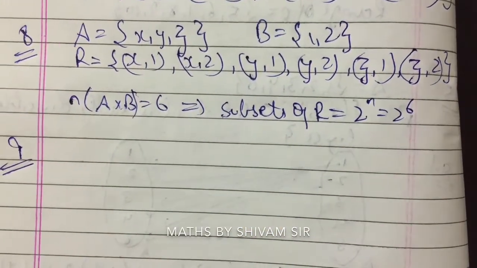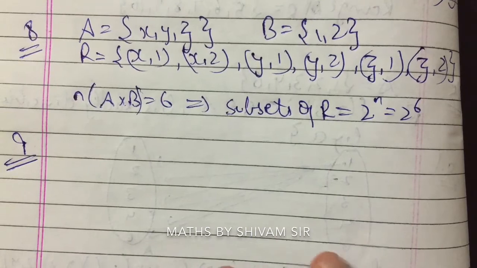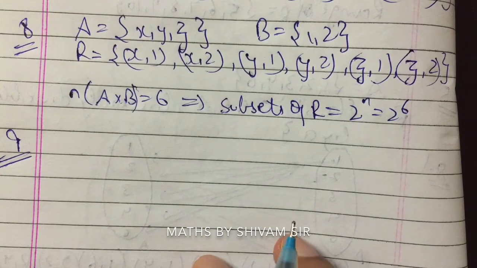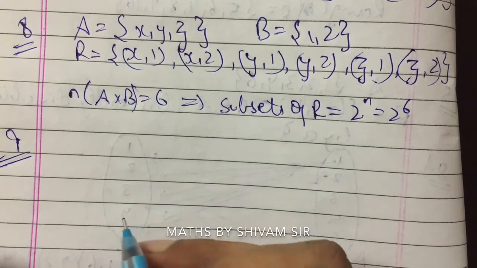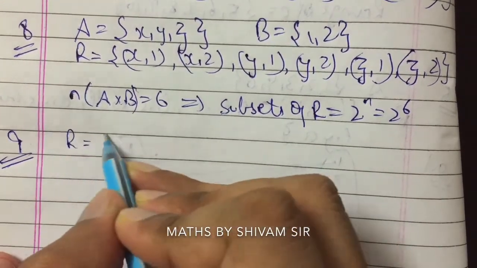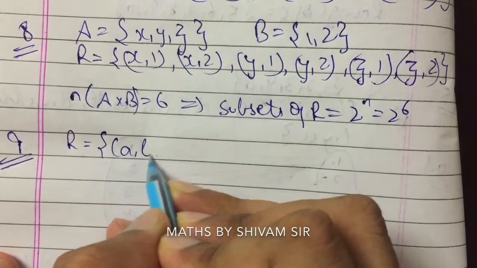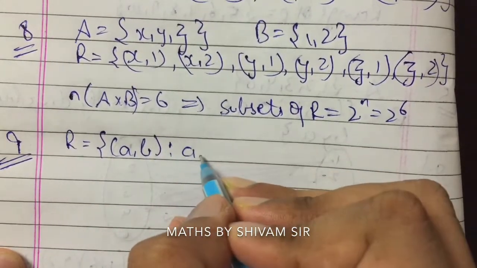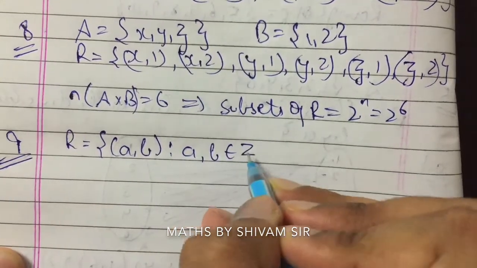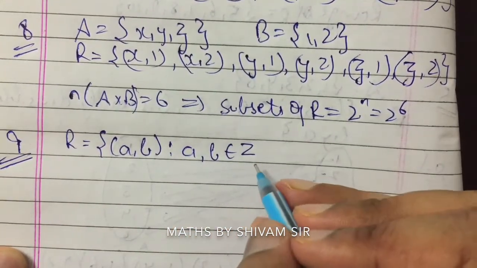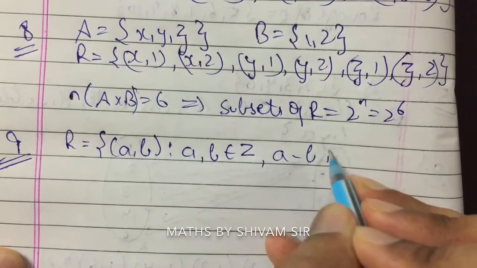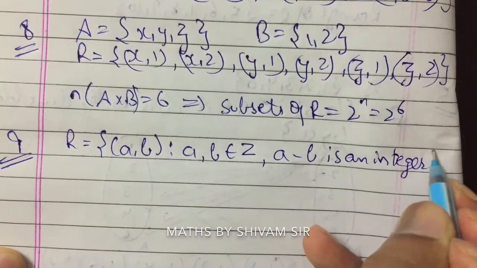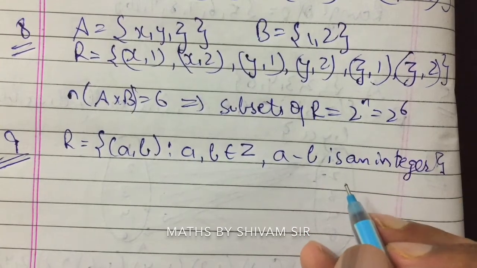The 9th question is the last one. Let R be the relation on Z defined as R equals {(a, b)} such that a and b belong to Z, and a minus b is an integer. So a minus b is an integer, right?